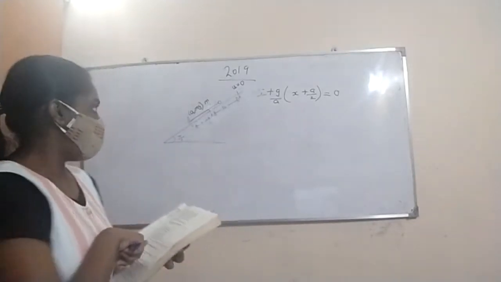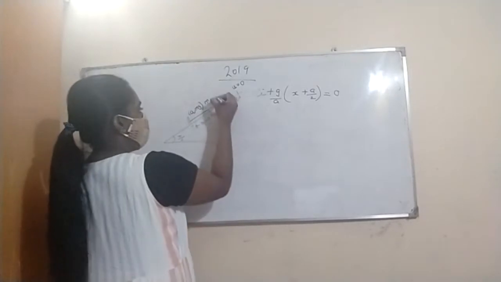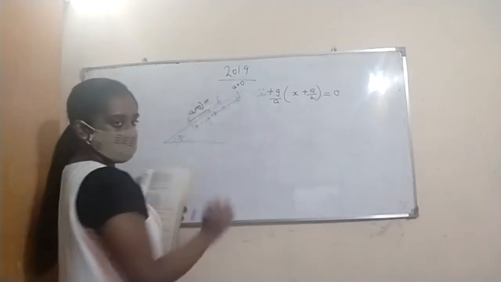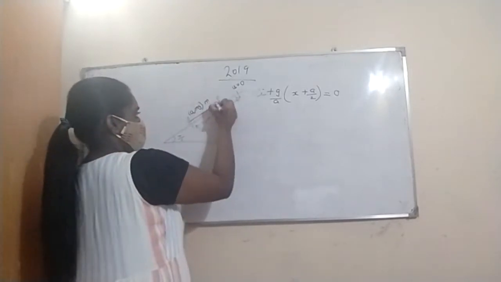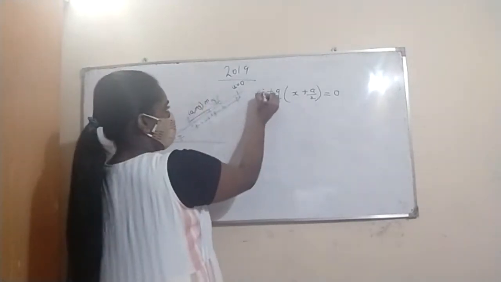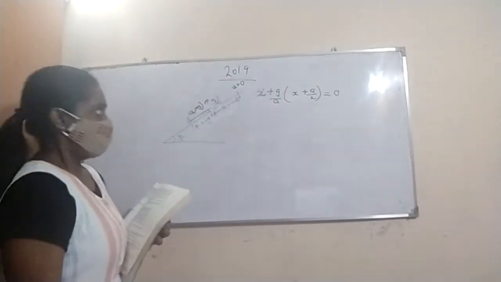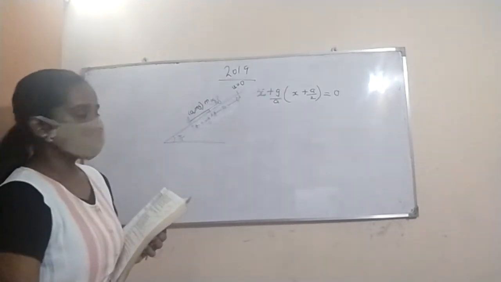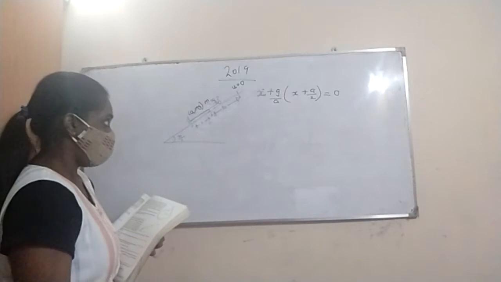They say AP is x. So this is particle P. From A only we are measuring the distance, so AP is x. So we have to derive this equation, which one? x double dot plus g over a into (x plus a by 2) is equal to 0.